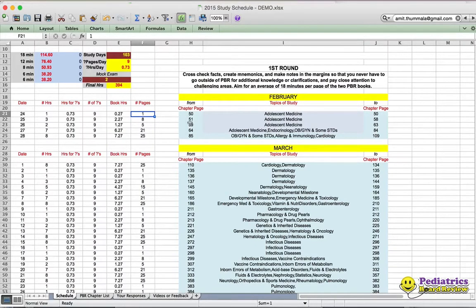The next day, you're going to be moving a lot more. So 51 through 58. And on this day, you've got 7 hours to study. You're going to make some real progress, and you're going to finish up the adolescent medicine chapter, do the entire endocrinology chapter, and then you'll also start in on the OBGYN chapter. Okay, so that's kind of what this is about.